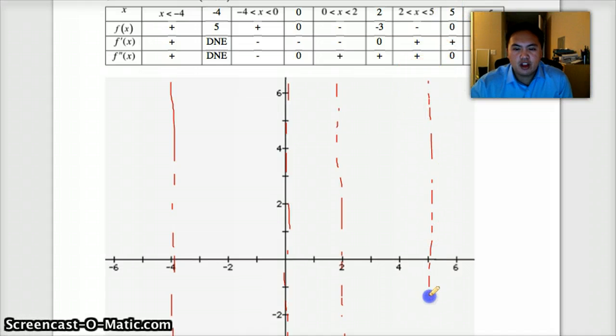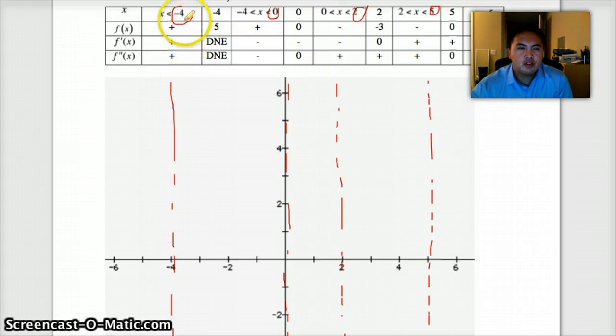So again, if you are lost or don't know what I did, the first thing I did is I looked at the intervals that the question gave me, and I put dashed lines at them. So -4, 0, 2, 5, I put dashed lines at those. Alright, now I'm going to look at what it looks like at these intervals.